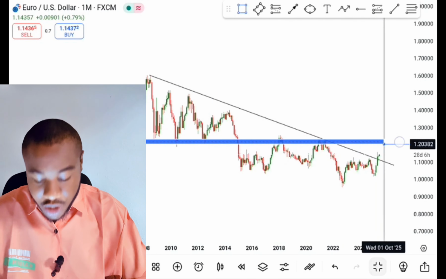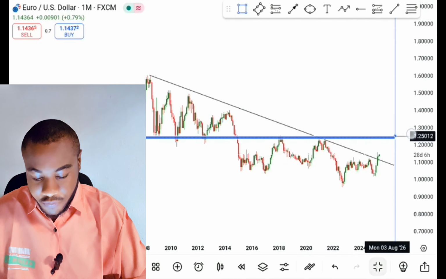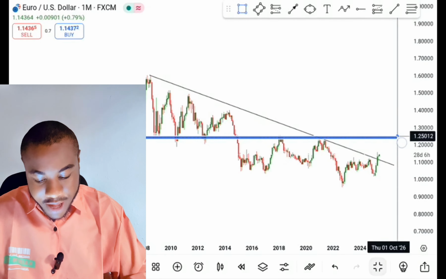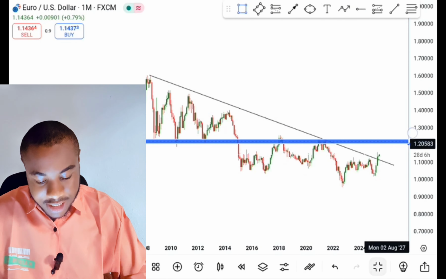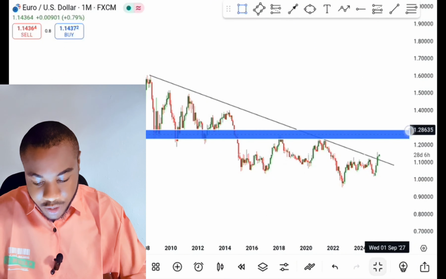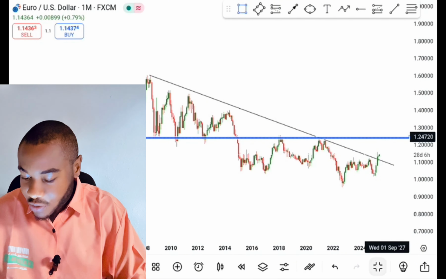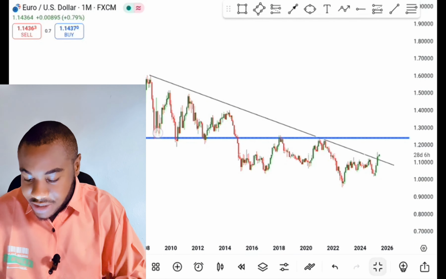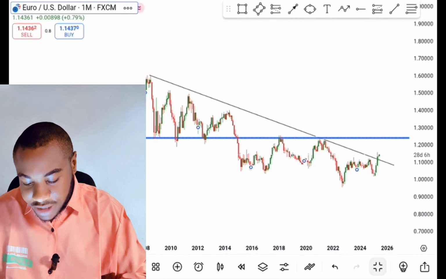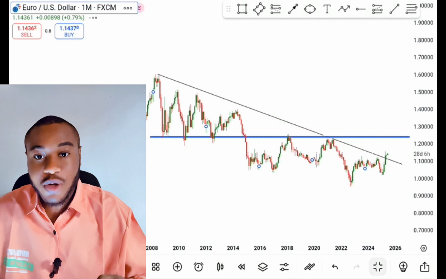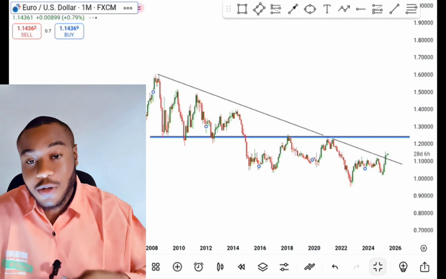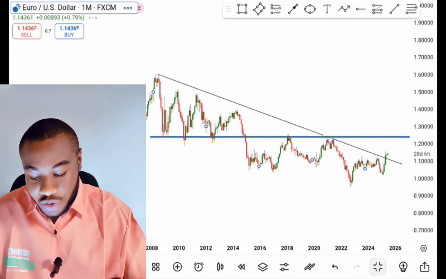Why will we be making use of this resistance point here? Because we saw a lot of spin overs at this point. We saw some retests here, and here, and here. We saw a lot of retests at this point, and the market sold off from this side. So this is a very strong resistance point.